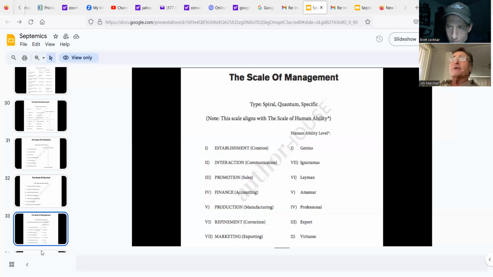So that's how the human scale of human ability dovetails with the scale of management. Now, I realize this is very quick and very confusing, but if you study the two and go back and forth, you'll see that they dovetail perfectly, exactly as I just said. And this tells you, when you manage a business, how to handle your personnel.